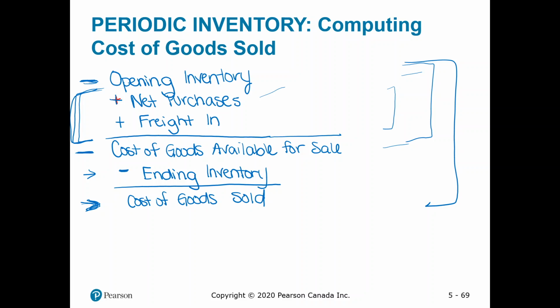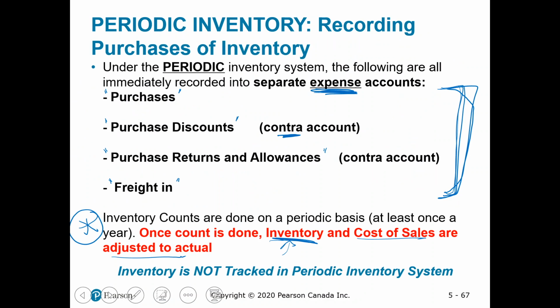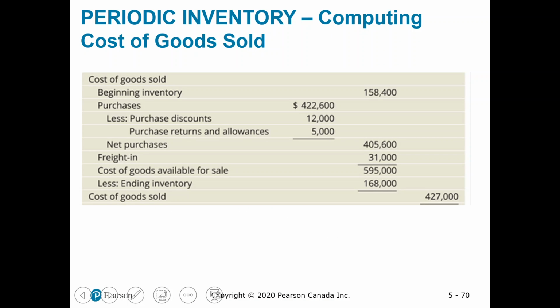Okay, so I said net purchases here. That is if you're just given net purchases in the question. But we know that net purchases is really our purchases minus these purchase discounts and purchase returns and allowances, those contra accounts. So a more detailed look is seen here. So you still start with your beginning inventory, but now instead of just saying net purchases, we're calculating our net purchases. So here was our purchase amount, and then we subtract the purchase discounts, purchase returns, and allowances, and that gets us to this net purchase.